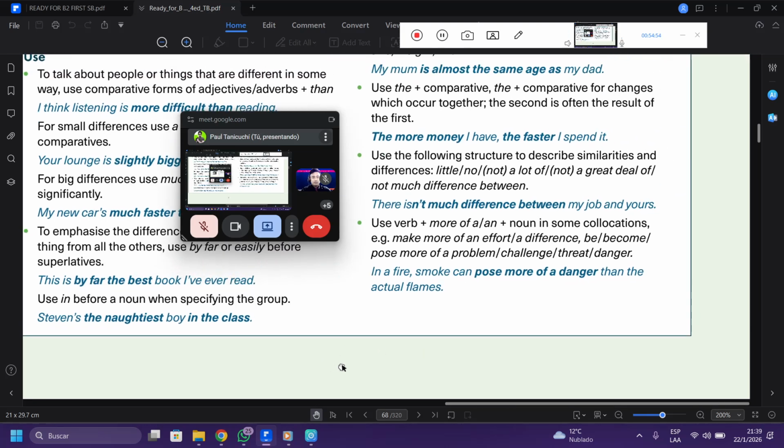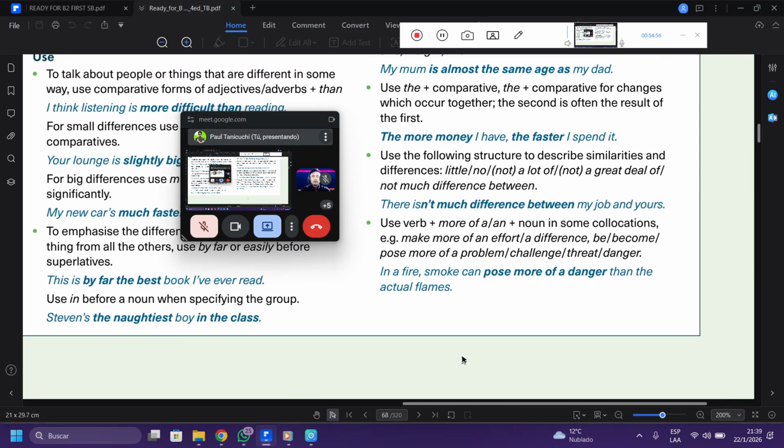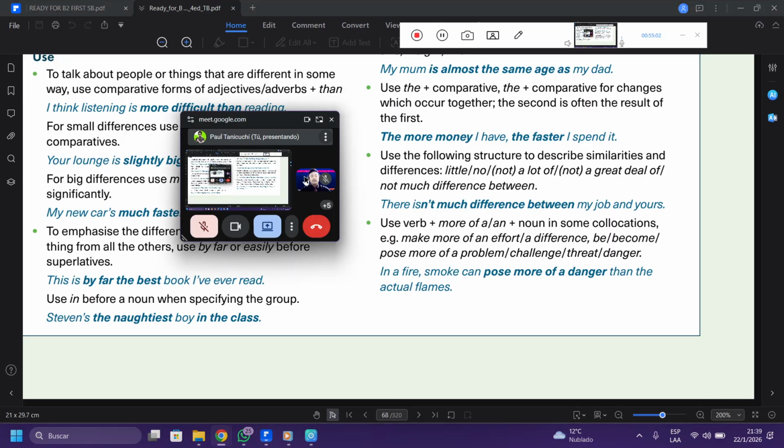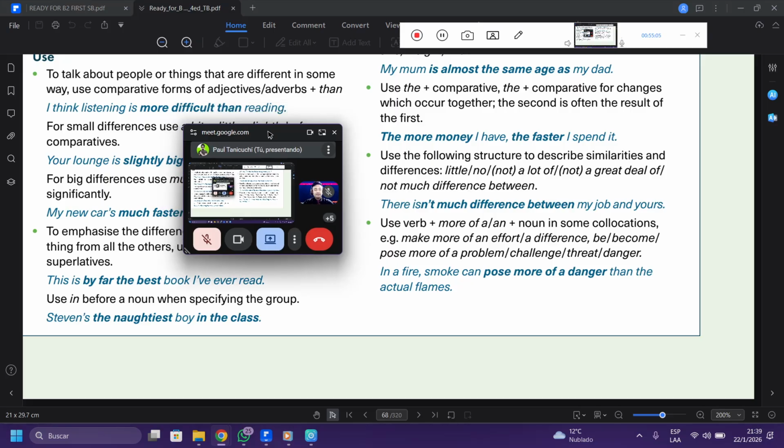Could I say the older I get, the better I look? For example, you can say the older I get, the wiser I become. Yes, the wiser I become. Nice.